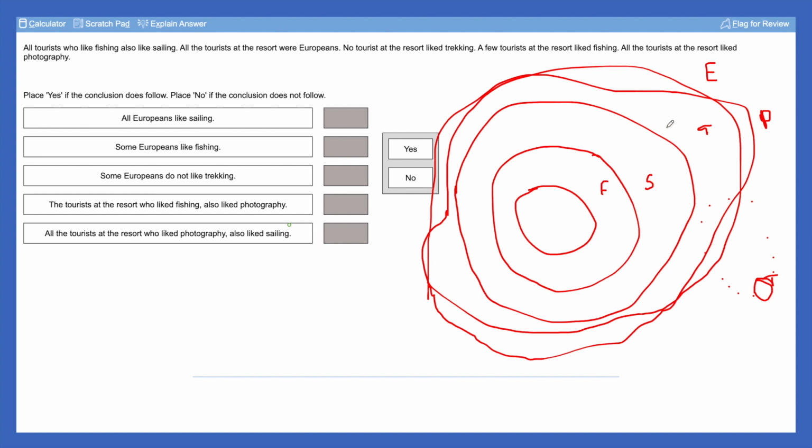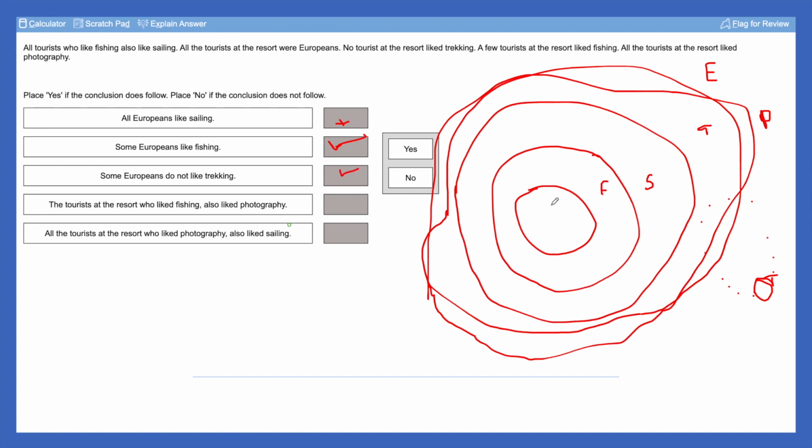So all Europeans like sailing. That's not true. Only certain Europeans like sailing. We can see the European circle is here, and only some people in there like sailing. So incorrect. Some Europeans like fishing. Correct. Fishing is inside Europeans. Some Europeans do not like trekking. That's correct, because we know all the people at the resort did not like trekking, and they were all Europeans. So at least some do not like trekking.